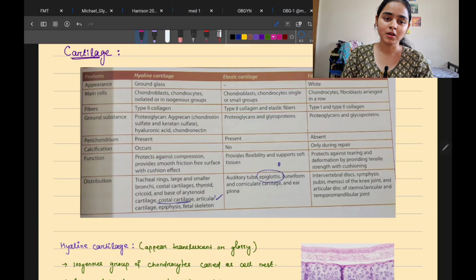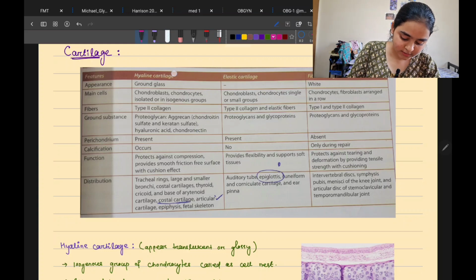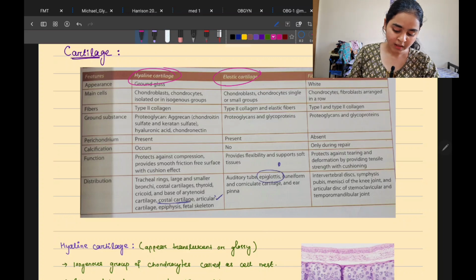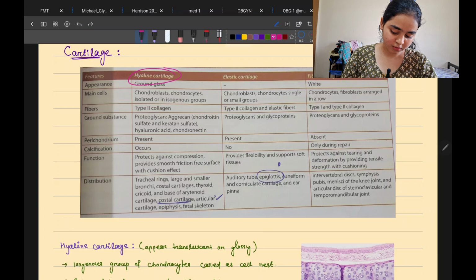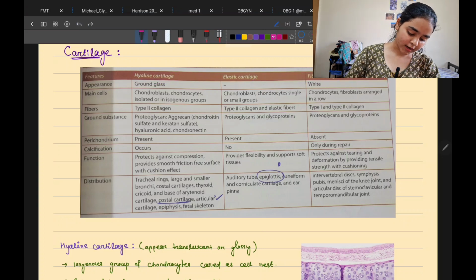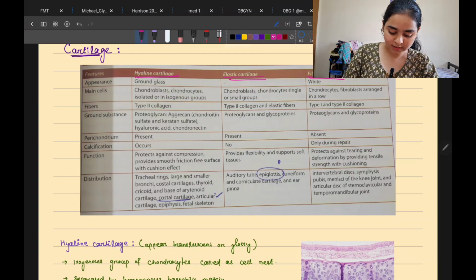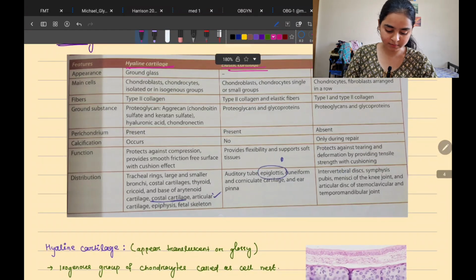Now we are going to deal about the cartilages. So there are three types of cartilages: hyaline cartilage, elastic cartilage and fibrocartilage. This is the table from Inderbir Singh's book. So these are all the things you need to know about the cartilages. Hyaline cartilage, elastic cartilage and fibrocartilage, these are the differences of their features. You have to know about them because it is asked in the exams.